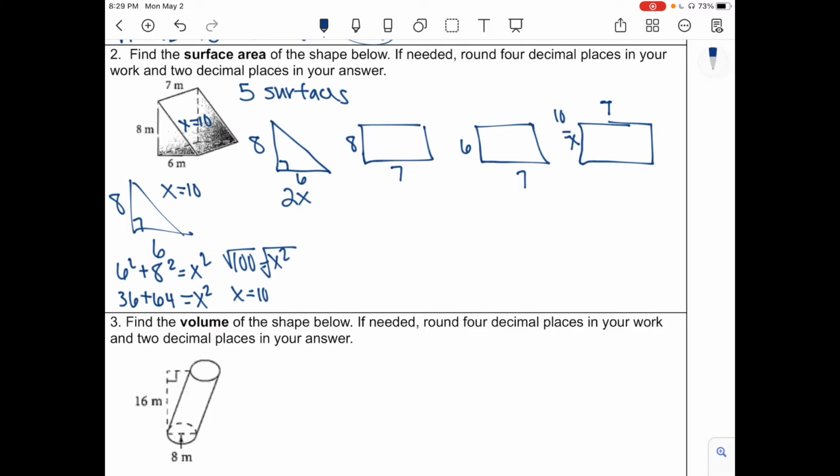Okay, so now I'm going to use a different color just to organize the work here. I'm going to find all the areas separately. I've got two triangles, so 2 times 1/2 base times height. We'll do it base times height. So 2 times 0.5 times 6 times 8, which is 48. I could have probably just skipped all that and just done 6 times 8, but oh well. And then we've got 8 times 7, 6 times 7, and 10 times 7.